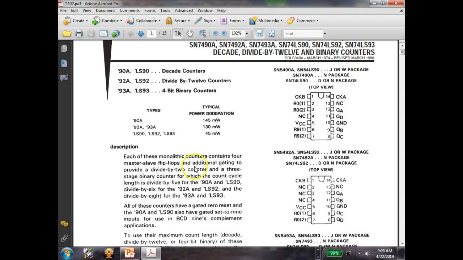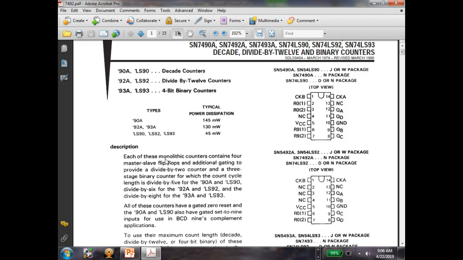Each of these monolithic, what does monolithic mean? It means these things are made on one wafer, one little chip inside there. Counters contain 4 master-slave JK flip-flops and additional gating to provide a divide by 2 counter and a 3-stage binary counter for which the count cycle length is a divide by 5, a divide by 6, or divide by 8. So these guys are a little strange.